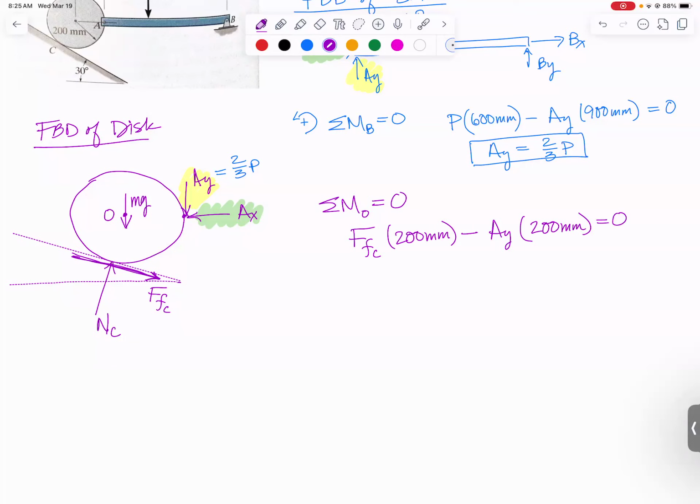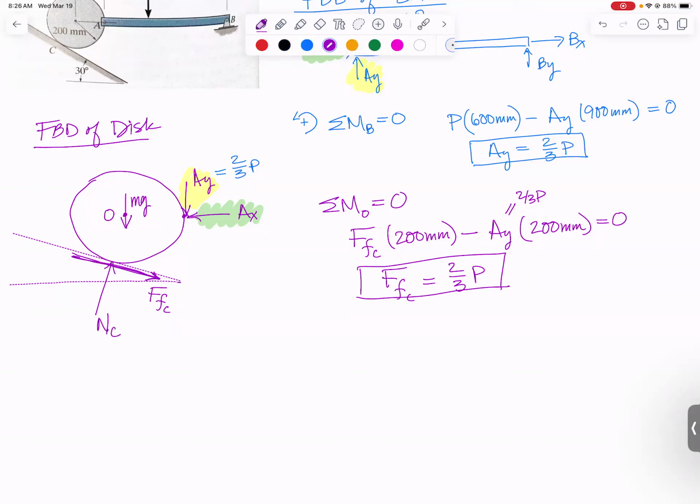Oh, and we're going to actually replace AY with 2/3 of P. The force of friction at C is equal to 2/3 P. That is a really nice result that's really fast to get, and it comes because we chose very well where to sum moments. I encourage you, whenever you have a circle problem, try summing moments about the middle of the disc or the circle.